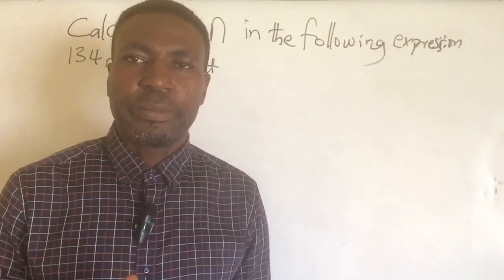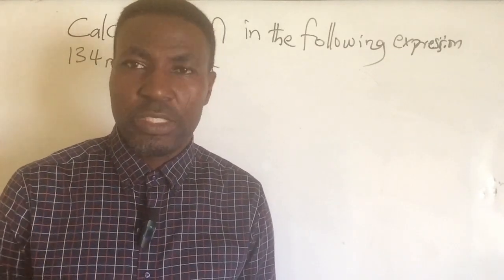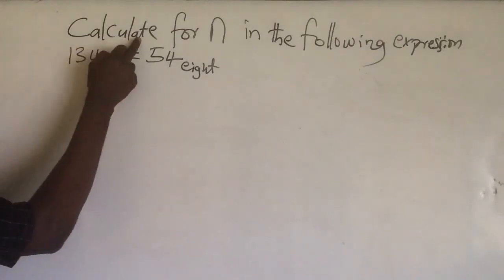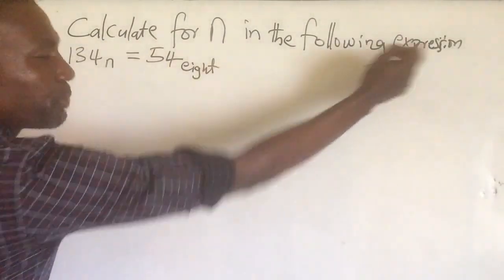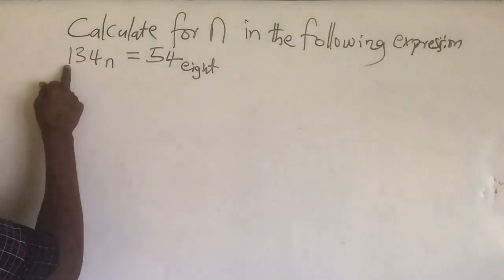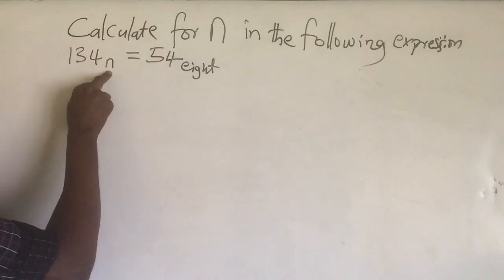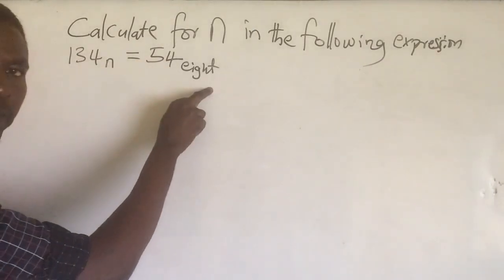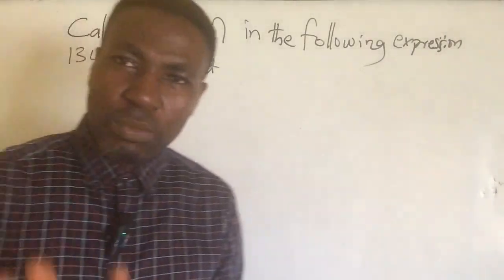The question on board is a special type of number-based question. The question says, calculate for n in the following expression: 134 base n equals 54 base 8. So in this aspect now, what do you do? You change them to base 10.